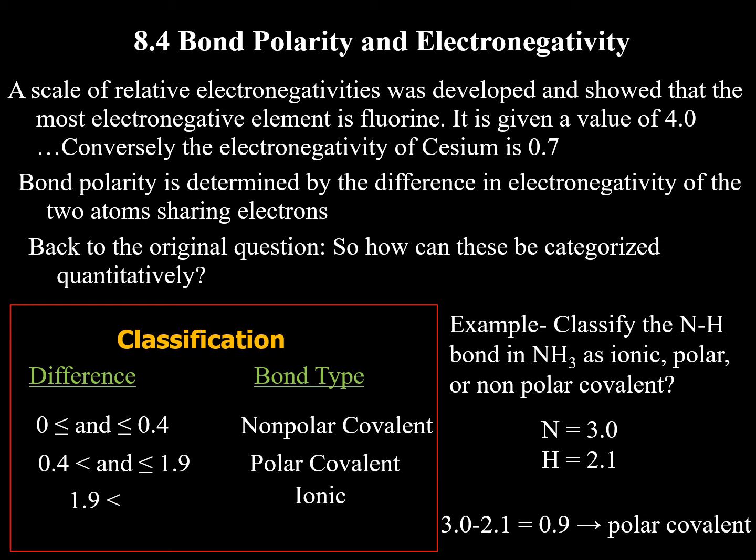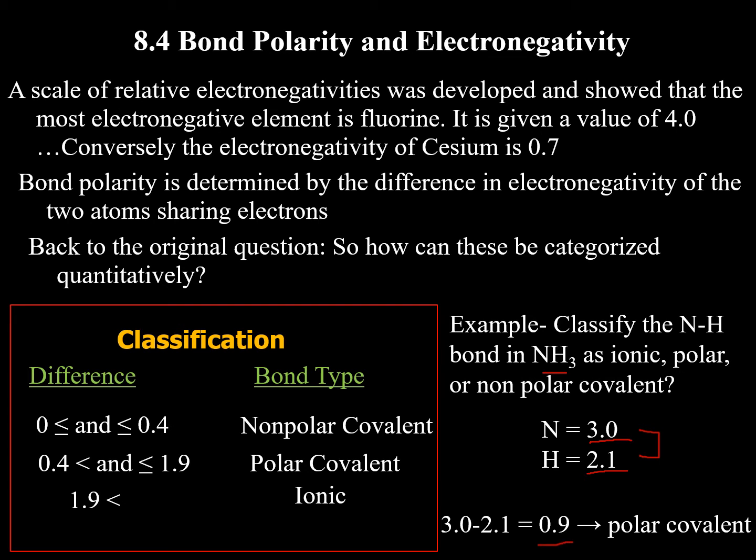So the scale we use is based on comparing two elements in the bond and seeing their electronegativity difference. If we measure the difference, for instance here, between the nitrogen and the hydrogen in NH3, we measure the electronegativity difference. Again, these two values, 3 and 2.1, will be given to you. We get a value of 0.9.